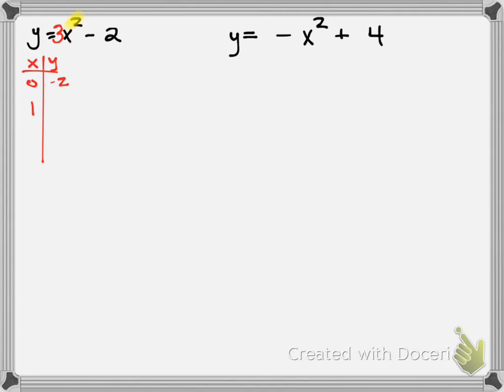Let's try 1. 1 squared times 3 minus 2. 1 squared is 1, times 3 is 3, minus 2 is 1. Let's try 2. 3 times 2 squared, minus 2. That's 4, times 3 is 12, minus 2 is 10. So let's check this out. I'm going to get rid of some of this calculation stuff.